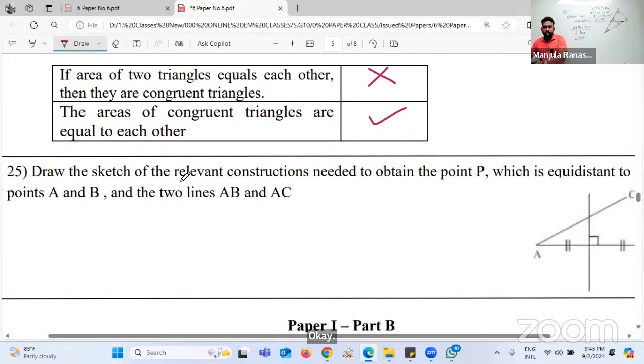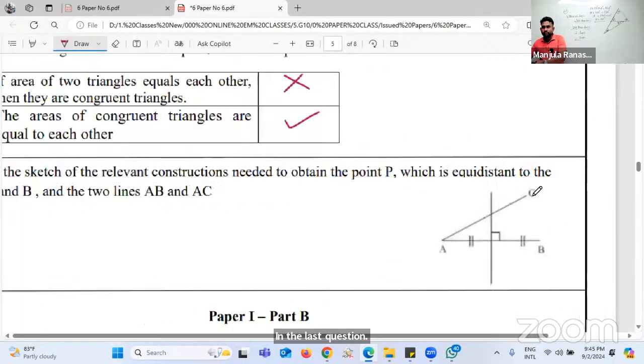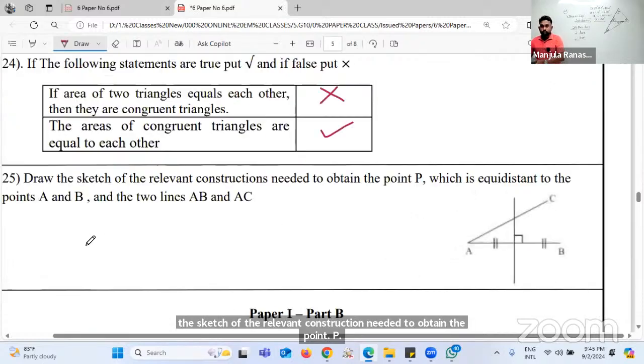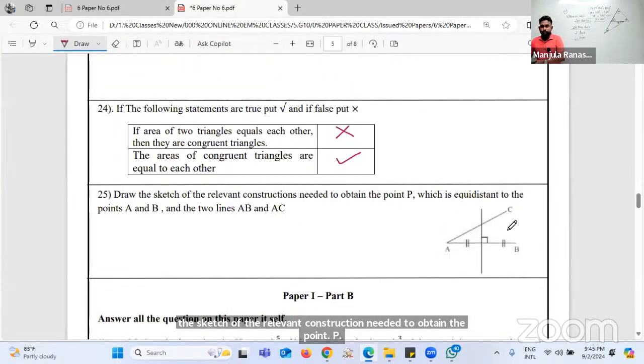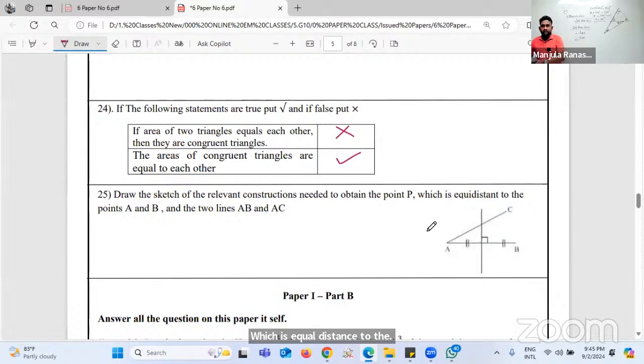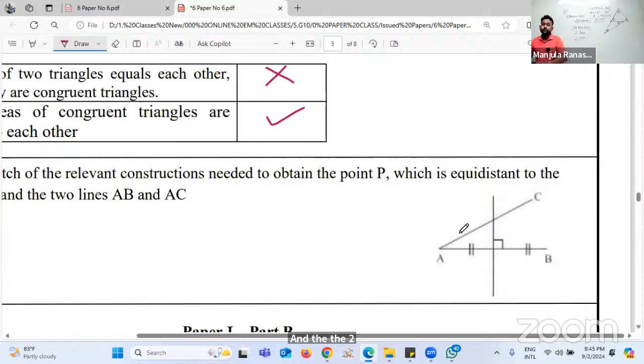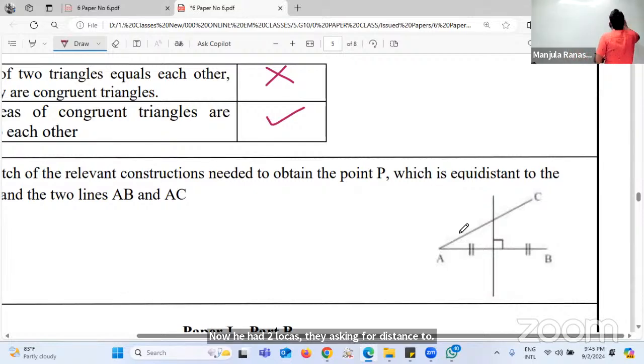Draw the sketch of the relevant construction needed to obtain the point P, which is equidistant from the points A and B, and the two lines AB and AC. Now here, two loci they are asking. Equidistant from two points is the perpendicular bisector, which is drawn to A and B. That is fine. Then the other requirement is equidistant from AB and AC.